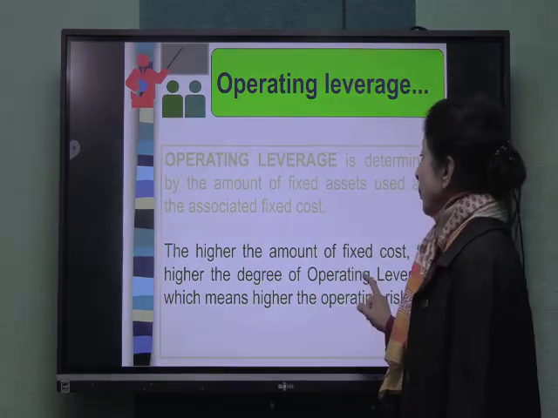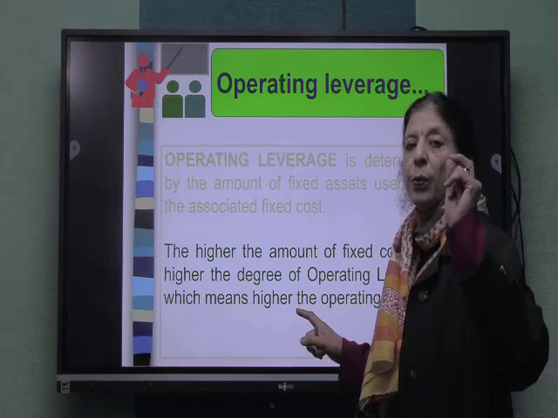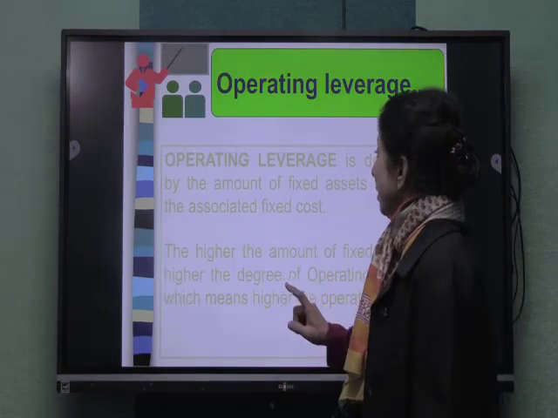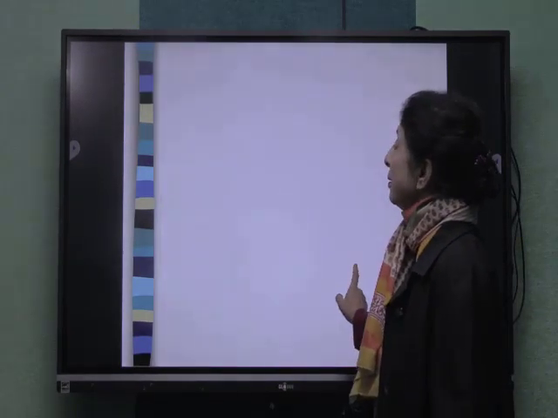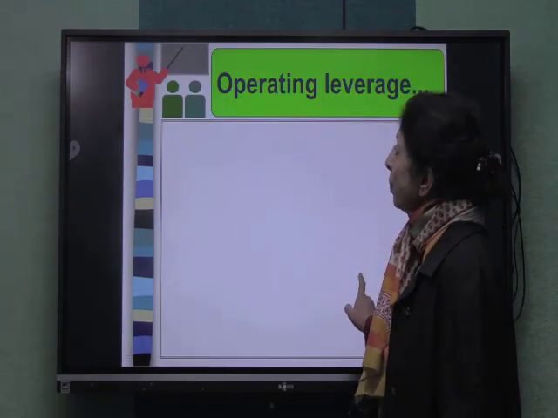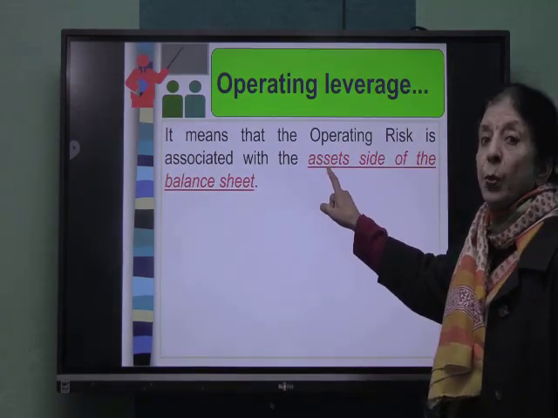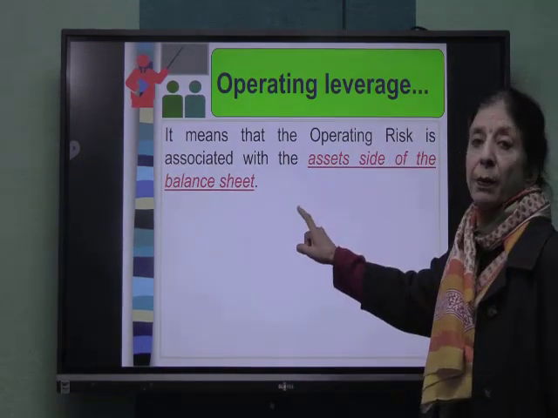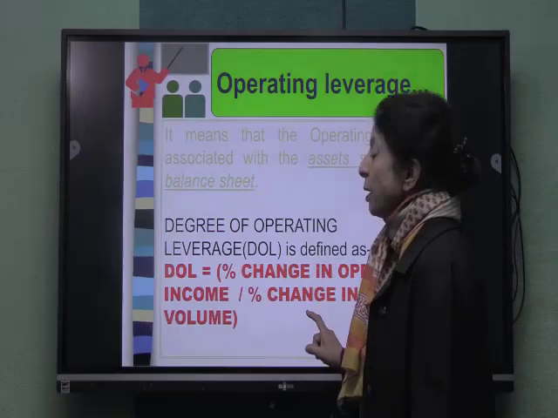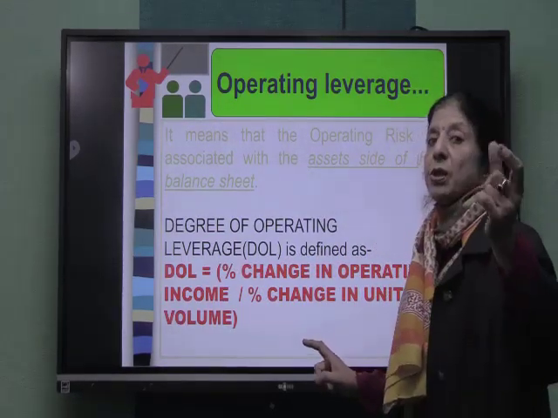And therefore, remember that the higher the operating leverage, the higher will be the risk. Another thing, if you understand the next case, then you will see that in the case of operating leverage, the operating risk is associated with the asset side of the balance sheet, which is really an important thing, and you have to remember that it is associated with the asset side.